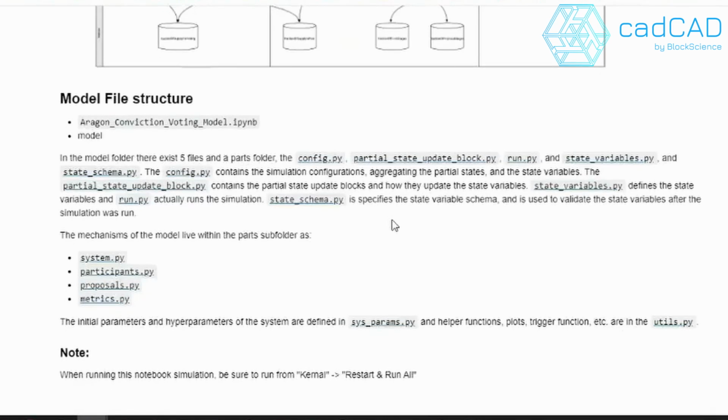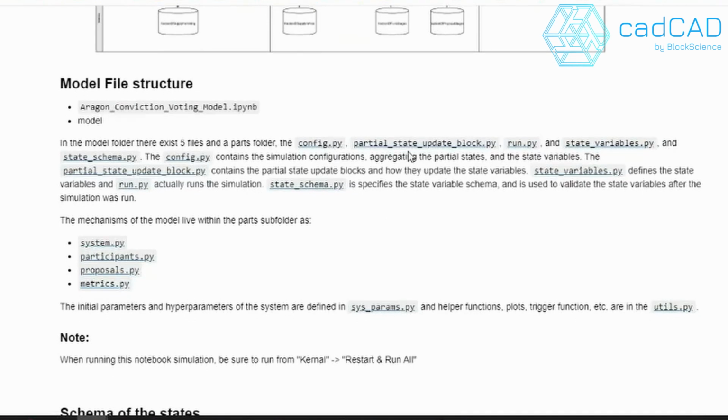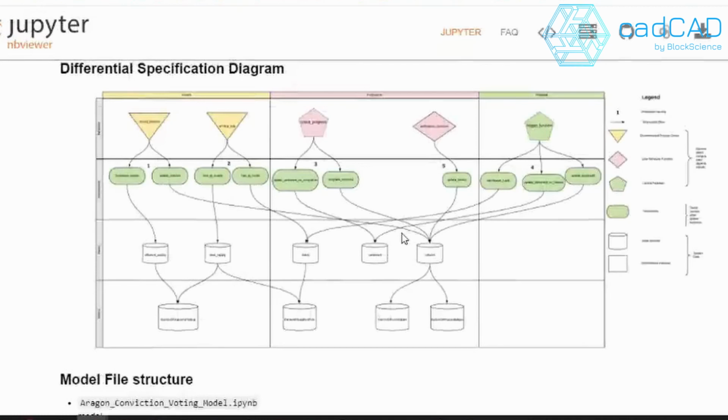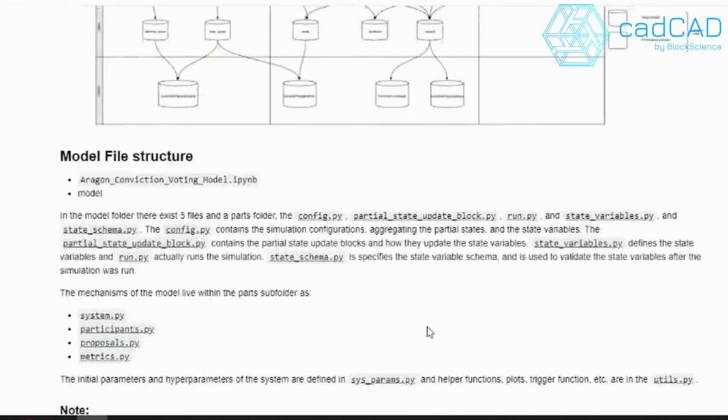Partial state update block is what's wiring together what we saw in that graph a little higher, which is the behaviors, mechanisms, states, and metrics. And run is what actually runs the simulation. And state variables is where we define what those variables' starting values are. For instance, your bank account may be starting at $10. The amount that you spent over the month is 0, because we're starting the simulation, for instance.